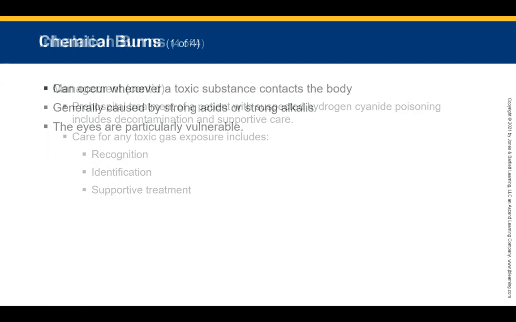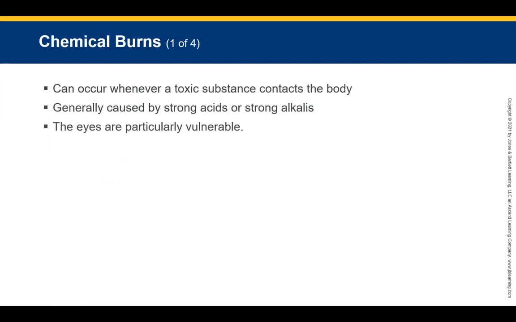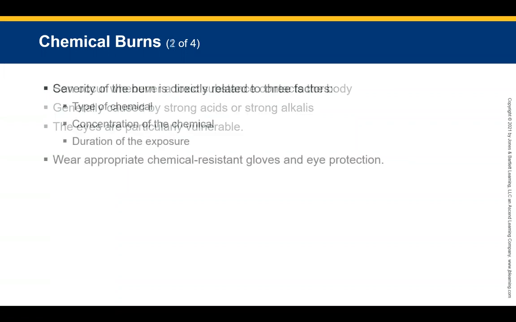Be cautious of that. So here's our chemical burns. Chemical burns can occur whenever a toxic substance comes in contact with the body. Most chemical burns are caused by a strong acid or strong alkalis. The eyes are particularly vulnerable, like battery acid is one of them. I know that's a powder, but that's still considered a chemical burn. The severity of the burn is directly related to these three factors: the type of chemical, concentration of the chemical, and how long you were exposed.